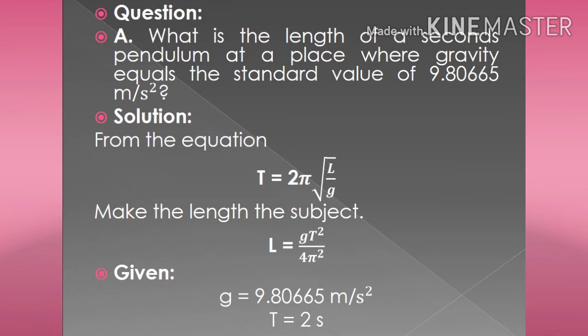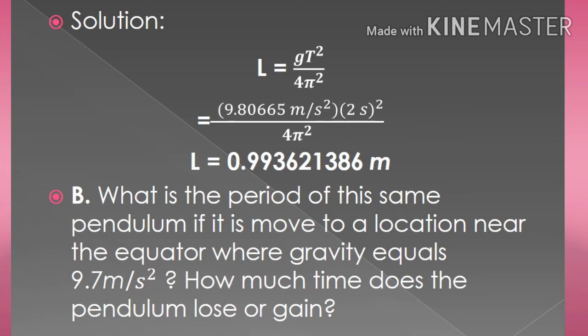Here are the givens. g is equal to 9.80665 meters per second squared. T is equal to 2 seconds. Here is the solution. L is equal to g T squared over 4π squared. Substitute the values: 9.80665 meters per second squared times (2 s) squared over 4π squared. Now we get the value of L, which is 0.993621386 meters.